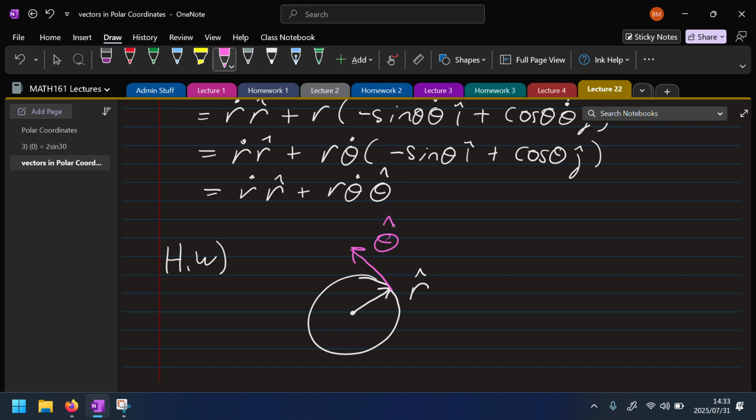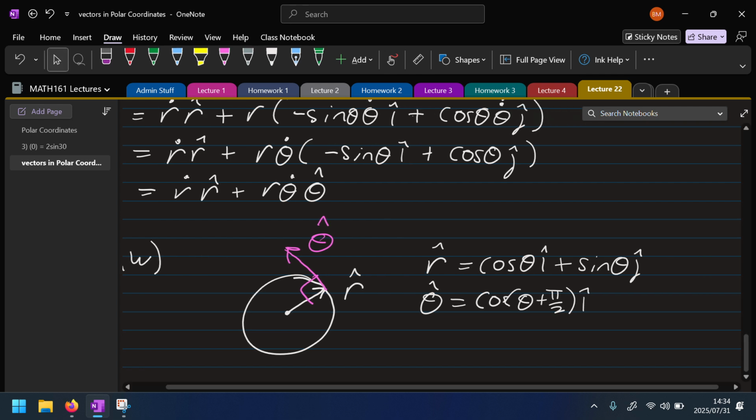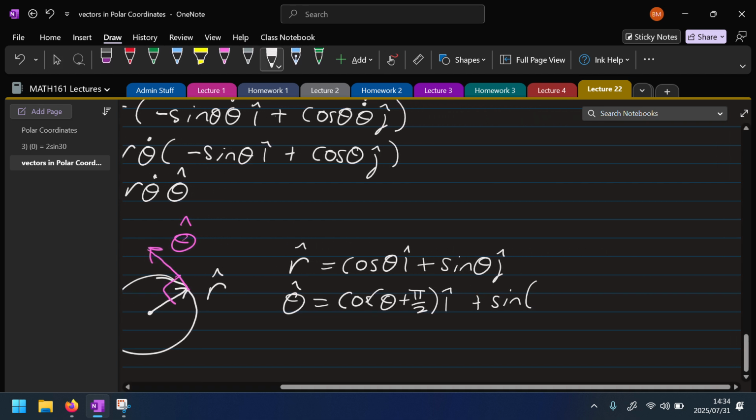Okay, so we have r hat going outwards. Theta hat will be at right angles. So r hat, that is cos theta i hat plus sine theta j hat. If theta hat is at 90 degrees to r hat, well, we can just add pi over 2 to the angle, right, to make it 90 degrees. So theta hat, that will be cos of theta plus pi over 2, i hat plus sine theta plus pi over 2, j hat.